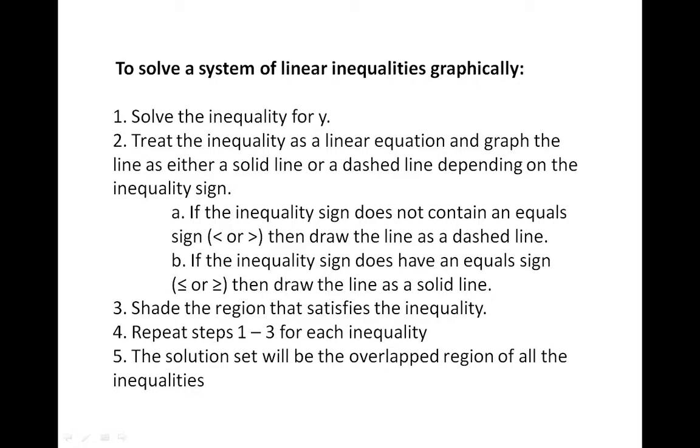In other words, if the inequality sign does not contain an equal sign, so if it's just less than or greater than, we're going to draw the line as a dashed line. On the other hand, if the inequality sign does have an equal sign, in other words, it's less than or equal to or greater than or equal to, then we're going to draw the line as a solid line. Once we graph the line, we'll shade the region that satisfies the inequality. And I'll talk about that a little more on the next slide.